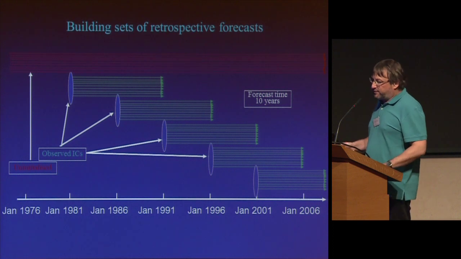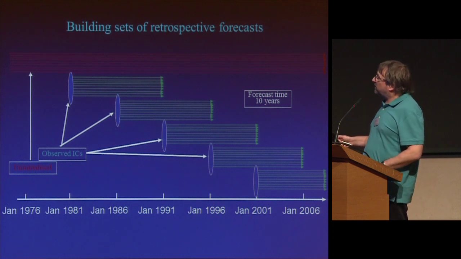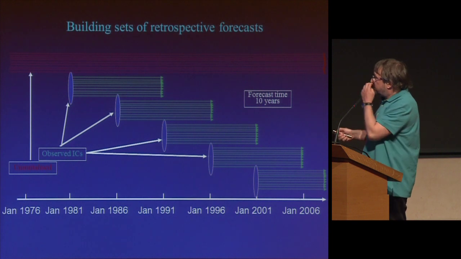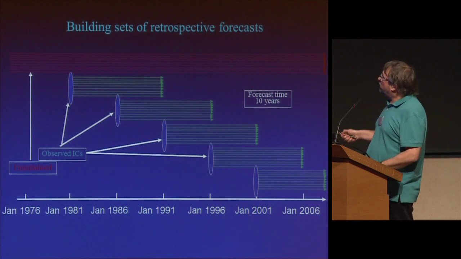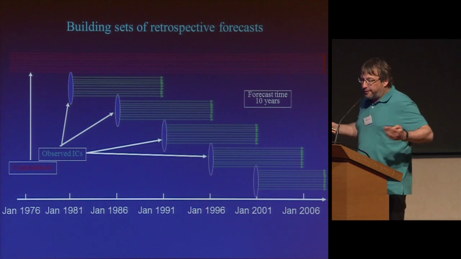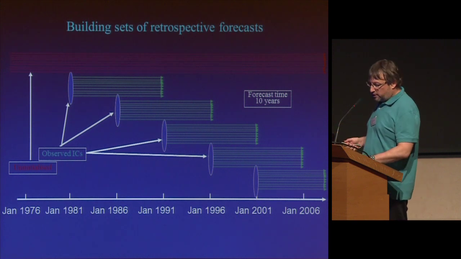So once we have an estimate of what happened, we can build sets of retrospective forecasts. For example, here we have an initial condition. We run a set of forecasts for 10 years, and we can compare these with some uninitialized runs, which are the classical simulations of the 21st century.